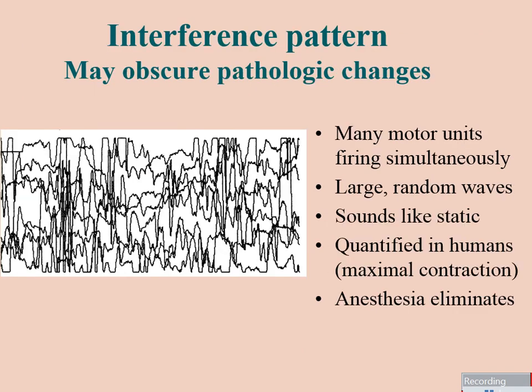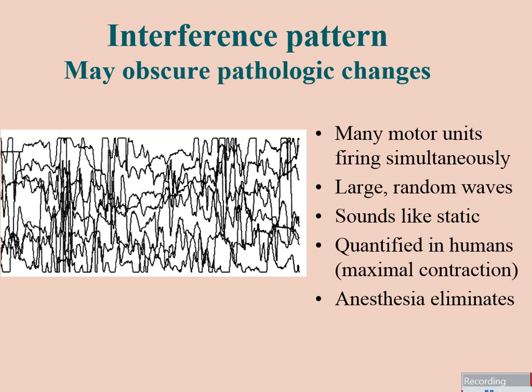Now, when we try doing this in a dog, this is what we get. This is called an interference pattern, where the dog is trying to jump off the table because we just stuck a needle into it and all the muscle fibers are firing at once. And so we can't tell anything about an individual motor unit when they're all firing at once like this.